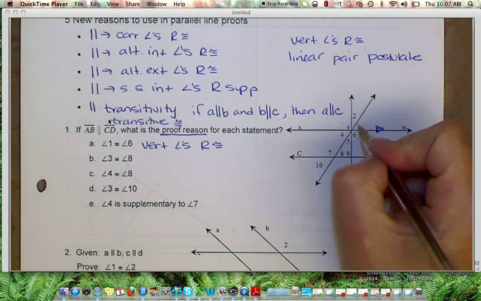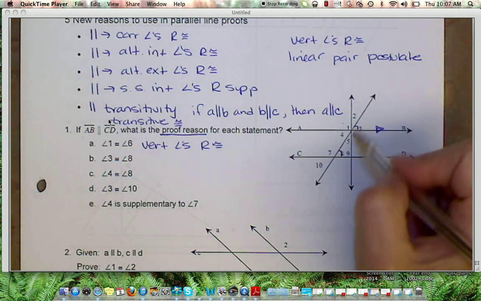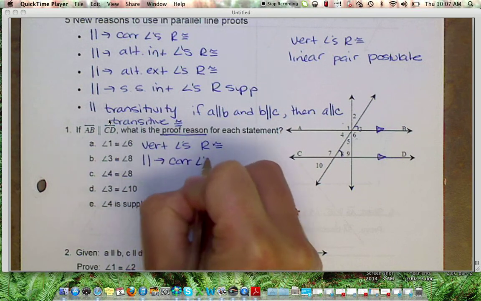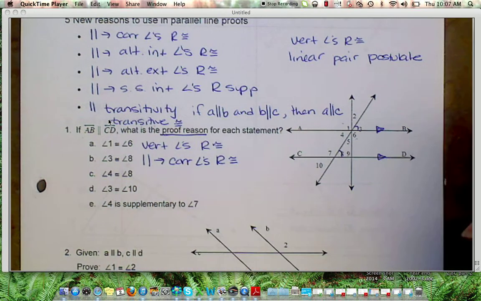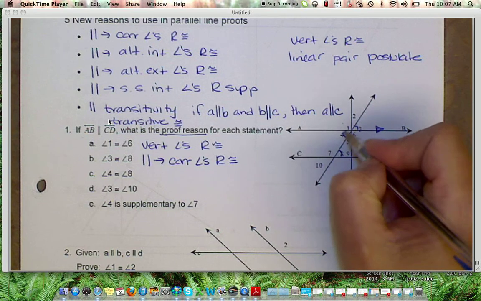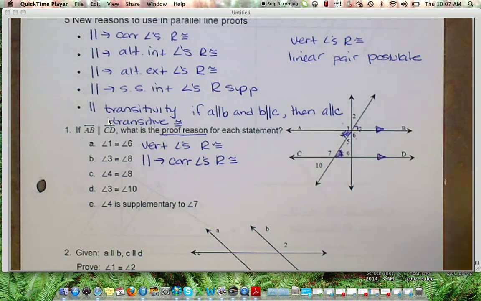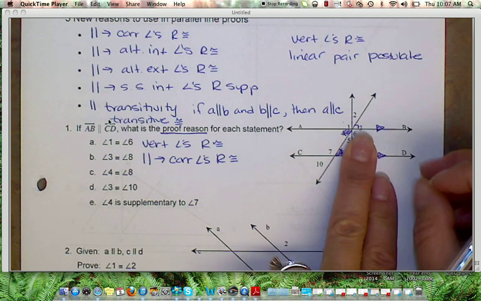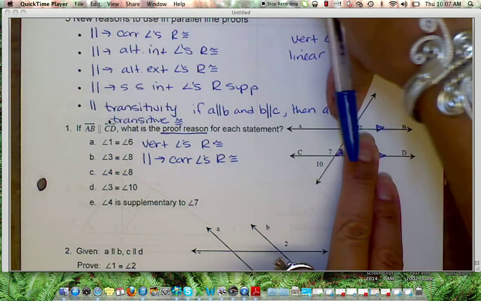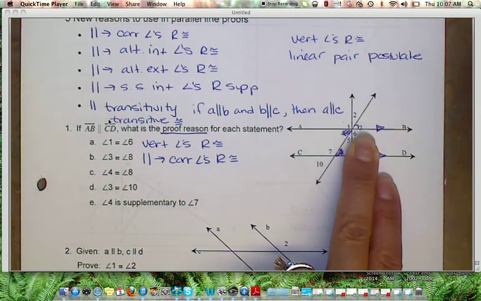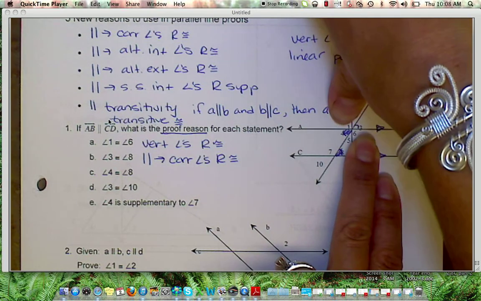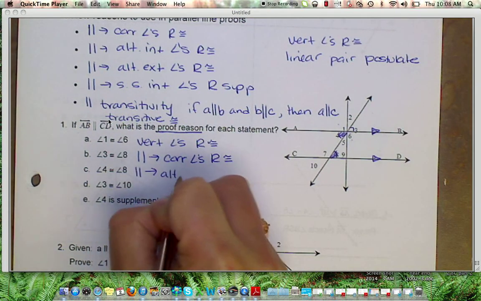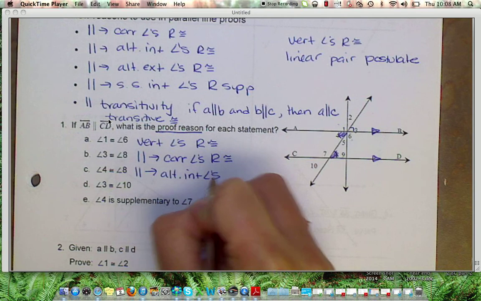3 and 8, we're talking here and here. Those are corresponding angles. So if the lines are parallel, then corresponding angles are congruent. 4 and 8, this guy and this guy, are alternate interior. Now if you don't like all this extra stuff going on, just cover it up with your finger. Okay? Cover over what you don't want and just focus on 4 and 8, and those are alternate interior. So if the lines are parallel, then alternate interior angles are congruent.